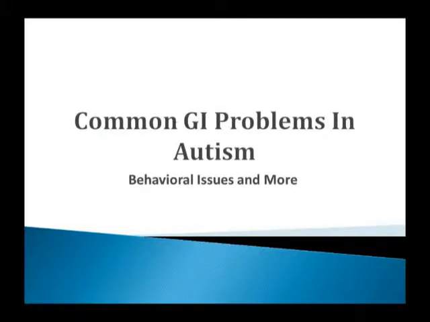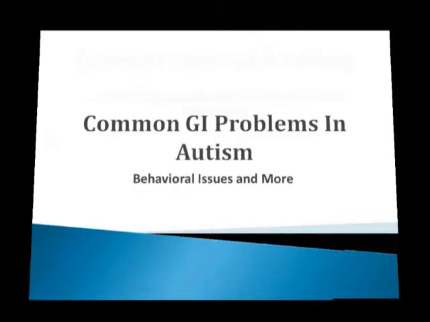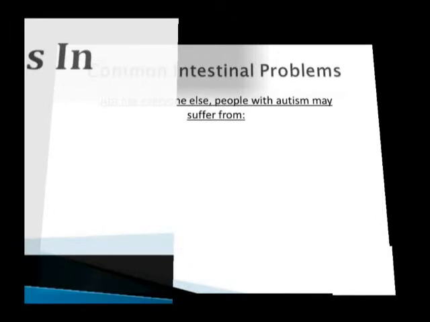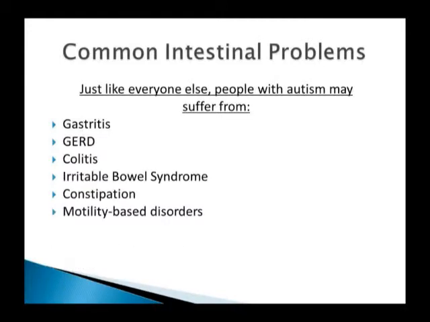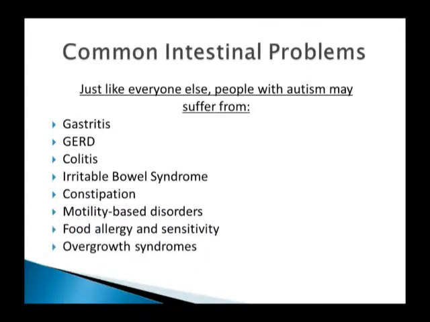So what are some of the common GI problems in autism? Well, just like everybody else, individuals on the spectrum suffer with stomach inflammation, gastritis, gastroesophageal reflux disease, colitis has been documented, irritable constipation, motility-based disorders, that's basically peristaltic activity issues in the gut, oftentimes leading to constipation, food allergies and sensitivities, and then quite commonly are the overgrowth syndromes of bacteria and yeast.